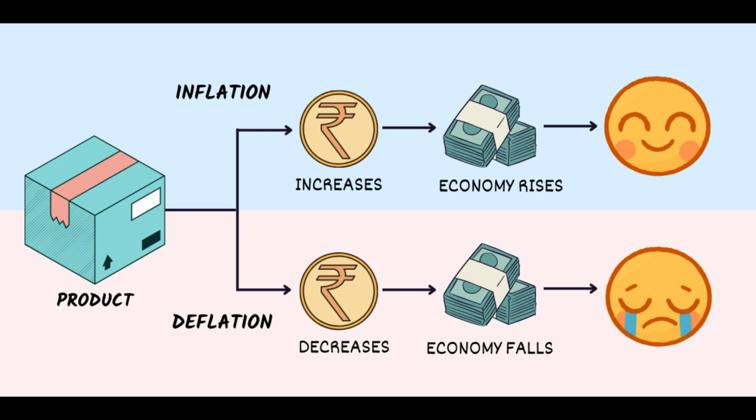The central bank can increase the money supply by lowering interest rates, or by buying government securities in the open market. When the central bank lowers interest rates, it makes it easier for banks to borrow money, which increases the amount of money in circulation. Banks are then able to lend more money to businesses and consumers, which can stimulate economic growth and boost inflation.